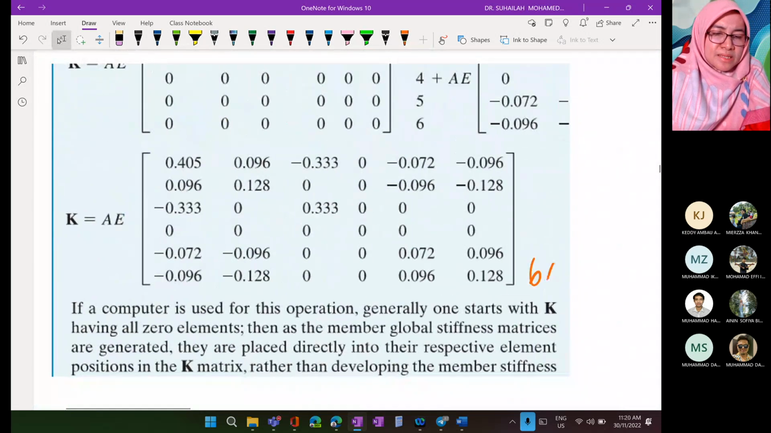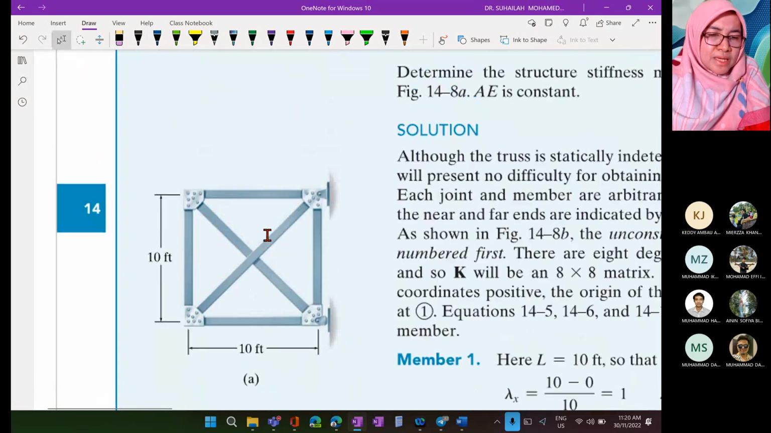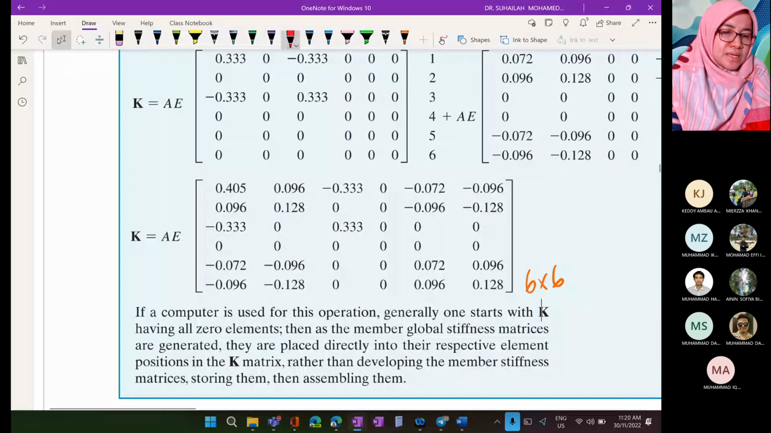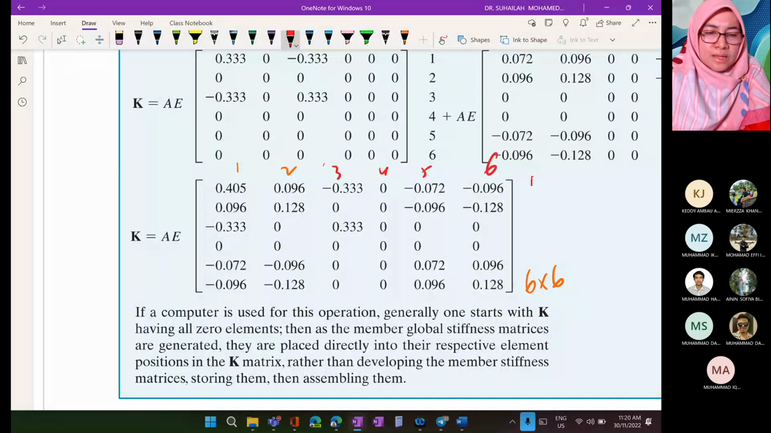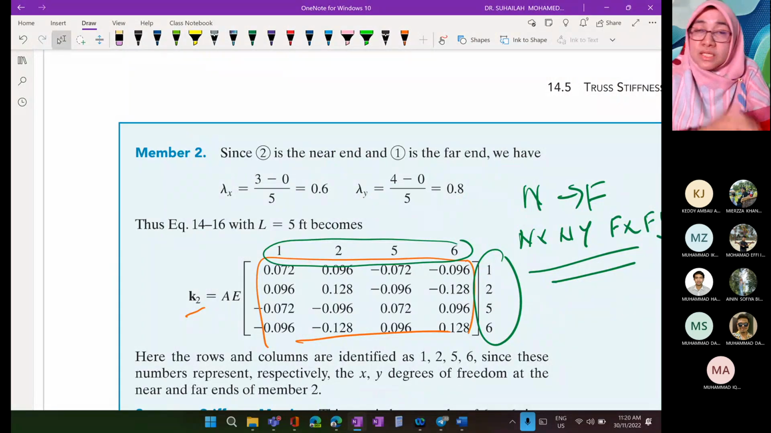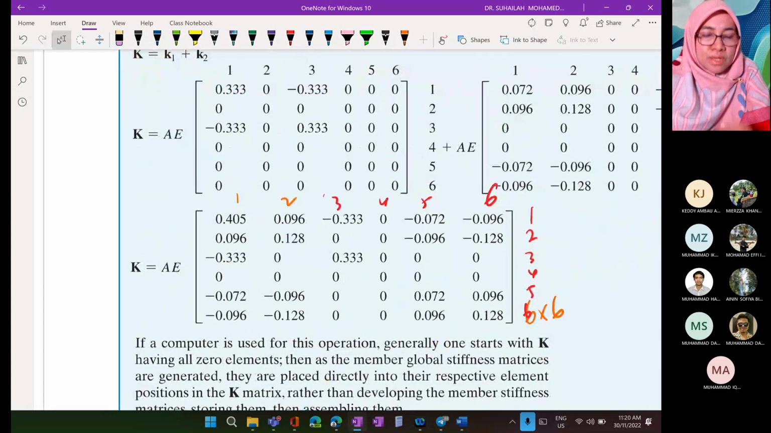This is a 6 by 6 matrix, and this 6 by 6 matrix will be written in order 1, 2, 3, 4, 5, 6. Even though for the member stiffness matrices we have to label based on the near and far end condition, to determine the structure stiffness matrix we have to combine and write it in order.